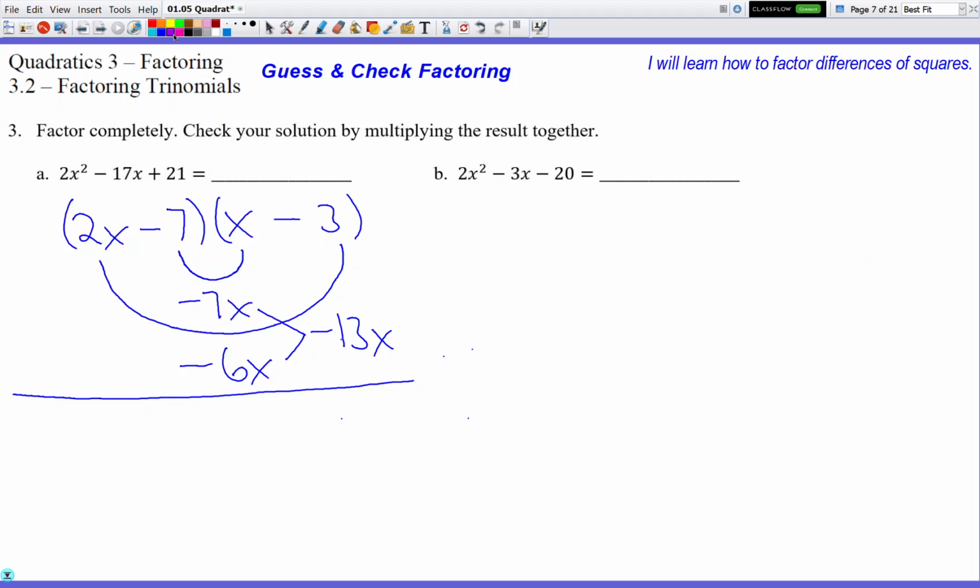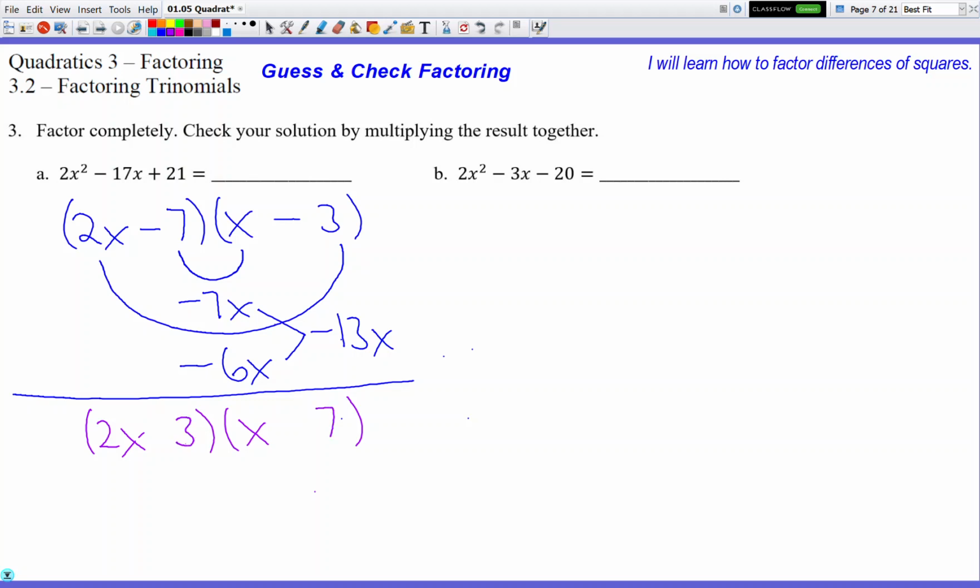Okay. So for me, I think 3 and 7, that's the right numbers to pick. So I'm going to keep with that set of numbers. I'll make my blank parentheses again. I put the numbers in the front that are in charge of making 2x squared, so I put 2x and x. And I'm pretty sure 3 and 7 are going to work. So let's just change the location of the two numbers. So it makes a difference.